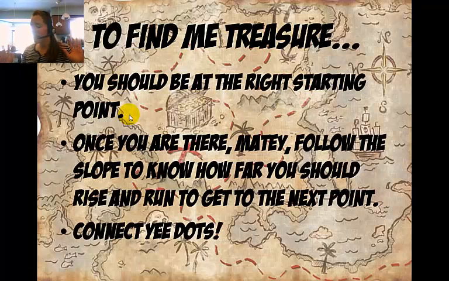Yes, it's corny, I know, but think of it like a pirate is trying to tell you where his treasure is, and he wants to give you a map. Okay, and that map is going to be a line that shows you how to get to his treasure. So you have to start at the right point, and then once you're at that starting point, you have to go up and over, up and over, up and over, or maybe down and over, down and over, down and over. Okay, so that's going to be your slope.